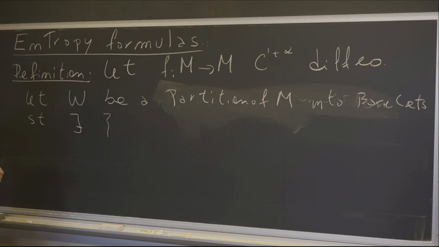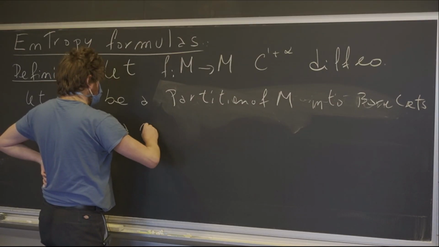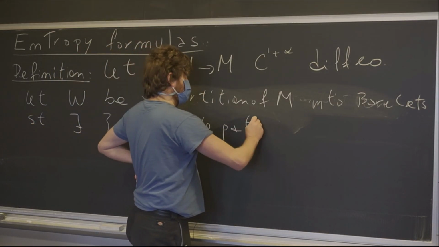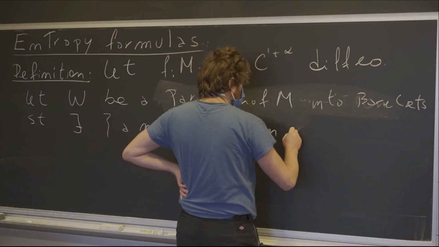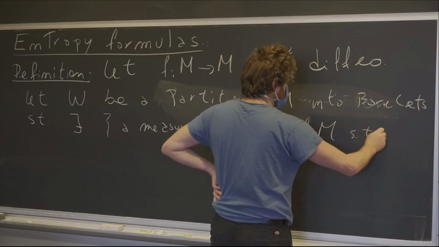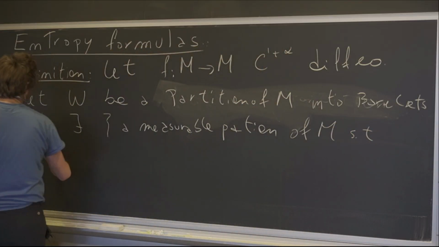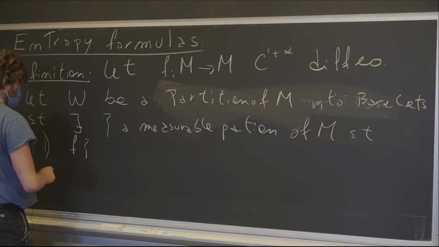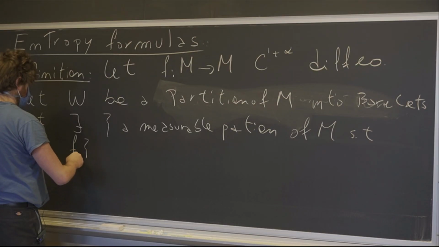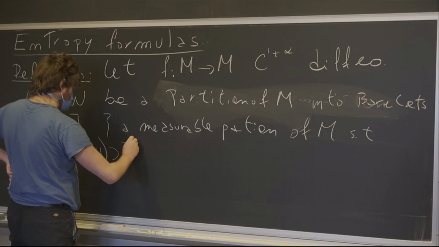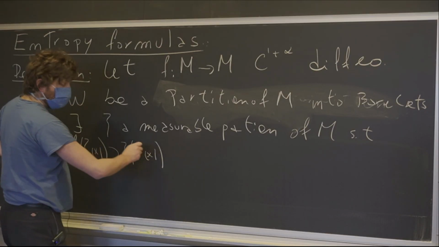xi a measurable partition of M such that 1, if xi is larger, so let me just do it with sets, it's simpler for me. So it's this increasing property.